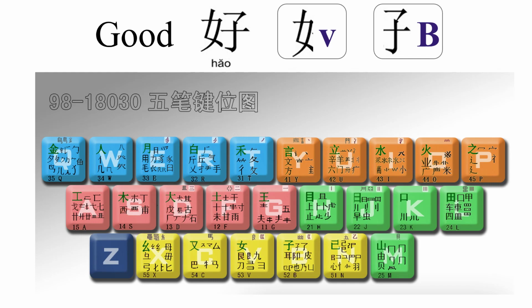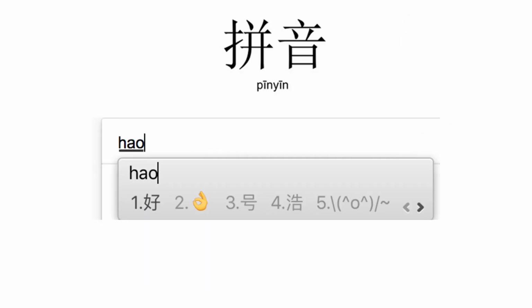alternative to the pinyin tool called Ruby. Instead of typing Romanized letters, you would type letters that correspond to character components. In our case, we have VB together. The two keys together make up the word hao, which means good.